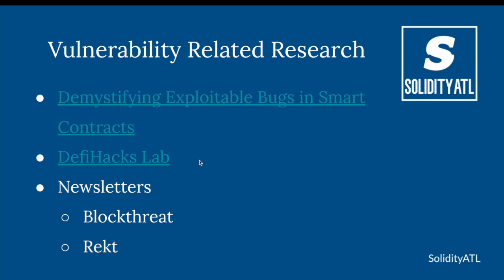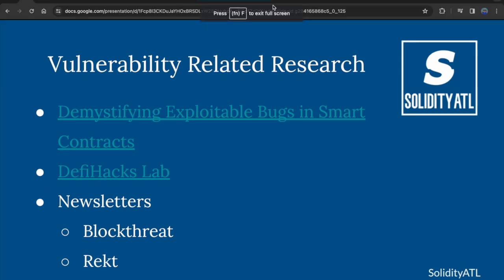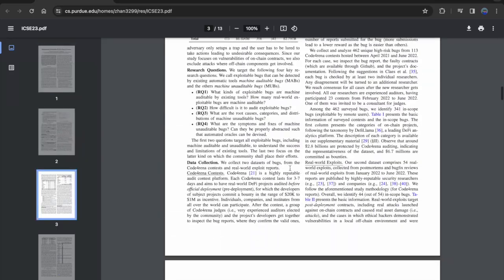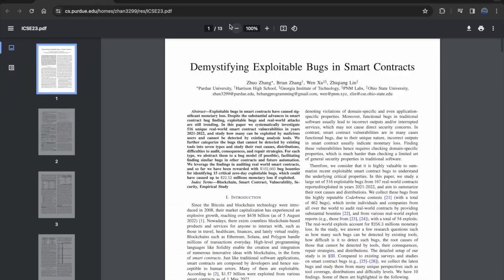So many people wonder, where should I start when looking up vulnerabilities? And then also just doing some more research on these vulnerabilities. The first thing to use is demystifying exploitable bugs in smart contracts. This is a research paper that we believe you all should read. While it's not a homework assignment, this is something that you're going to want to read. It's a great research paper on looking at some of the different vulnerabilities in smart contracts.